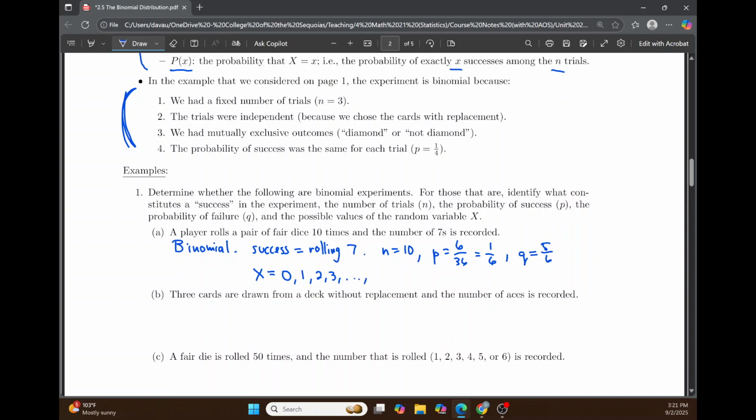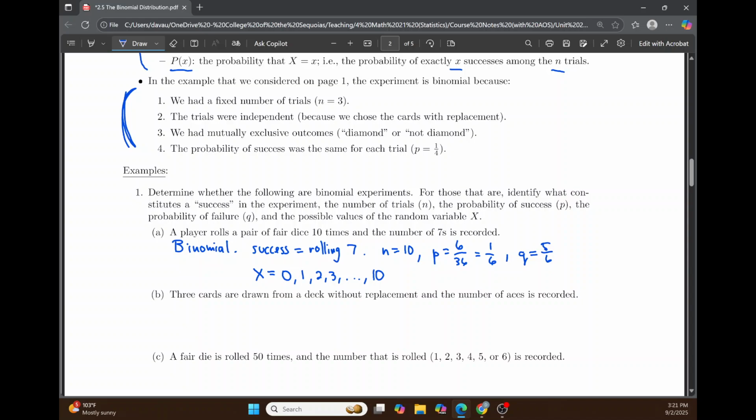Or it could be the case, and this is also very unlikely to occur, that you roll a 7 every single time you roll the dice, right? So x could be 10. But x can't be 11, okay? Because you're only going to roll the dice 10 times. So it's not possible to roll a 7 11 times when you're only rolling the dice 10 times. So x could be any whole number between 0 and 10.